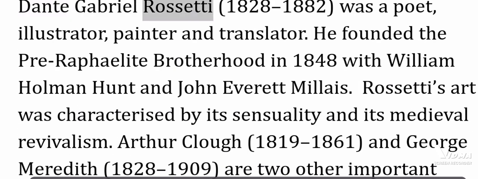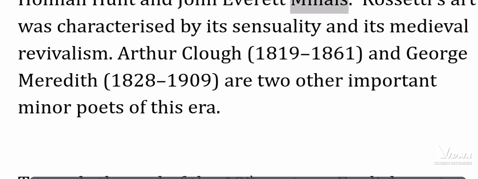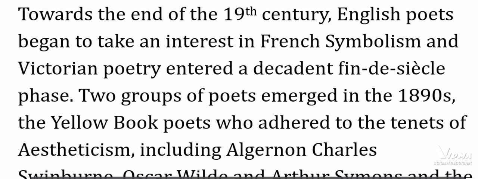Dante Gabriel Rossetti, 1828 to 1882, was a poet, illustrator, painter and translator. He founded the Pre-Raphaelite Brotherhood in 1848 with William Holman Hunt and John Everett Millais. Rossetti's art was characterized by its sensuality and its medieval revivalism. Arthur Clough, 1819 to 1861, and George Meredith, 1828 to 1909, are two other important minor poets of this era.